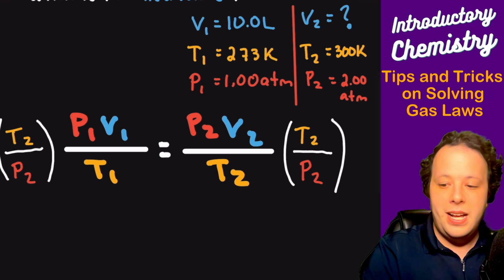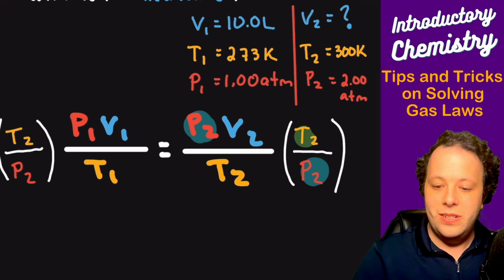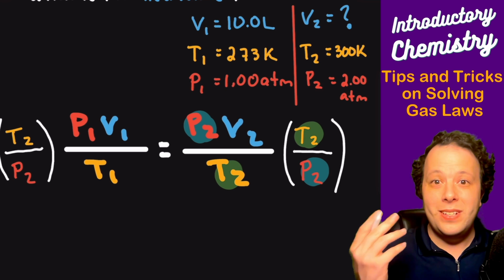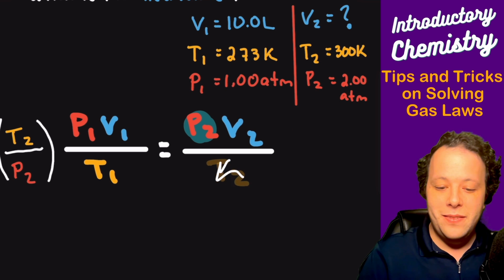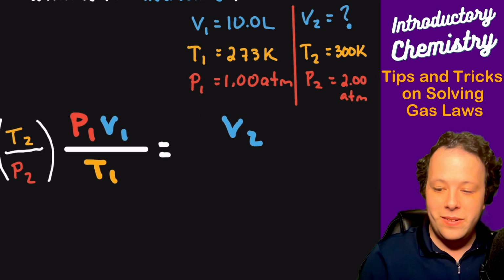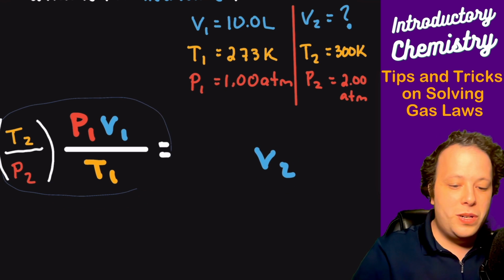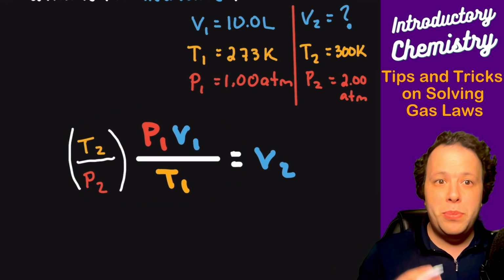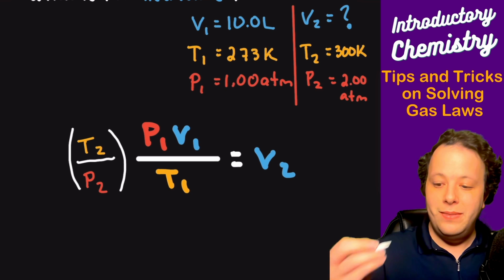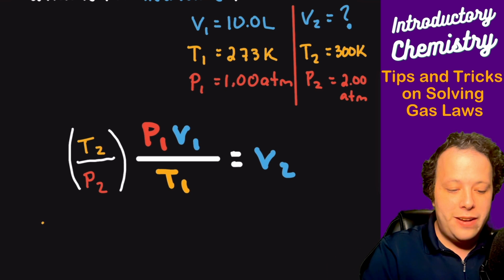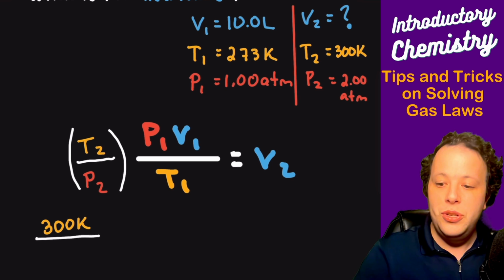Okay. And then as a result, the pressure is going to cancel. Temperature is also going to cancel. So what that's going to leave us with is the only thing that we essentially care about here, the volume. All right. So we'll have only the volume here. We can kind of move this around to make it a little bit easier to work with. And we are now going to plug our values into this new formula. So, okay, let's do it. On the left, we have 300 Kelvin, and that's going to be divided by 2 atmospheres.